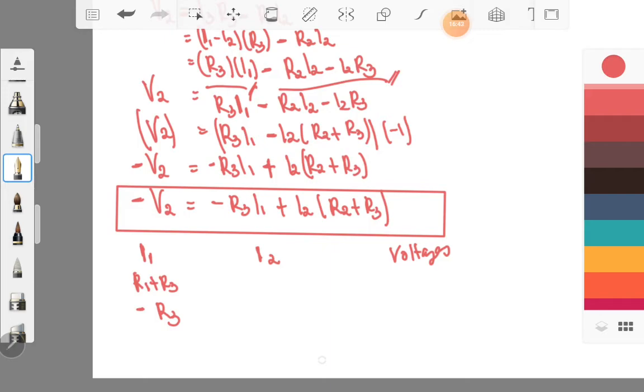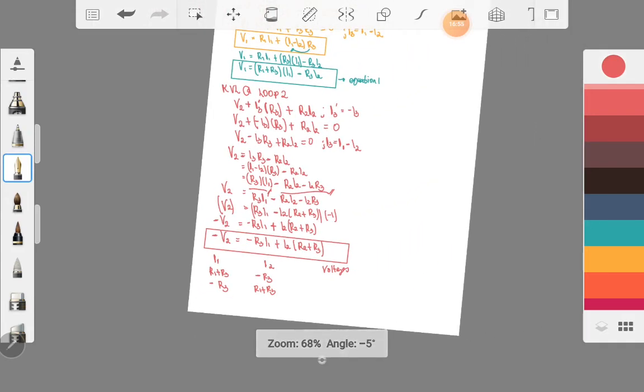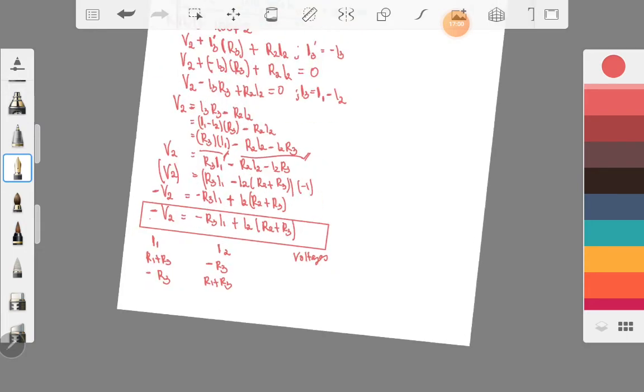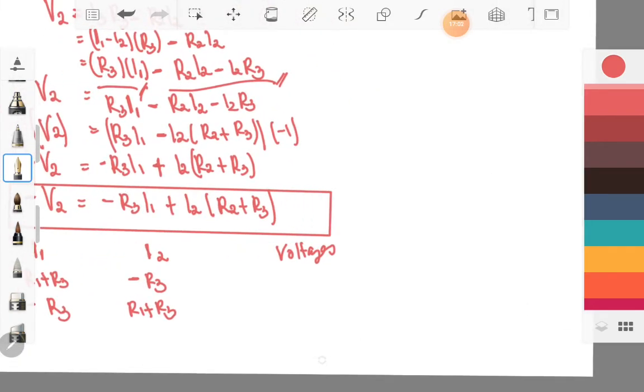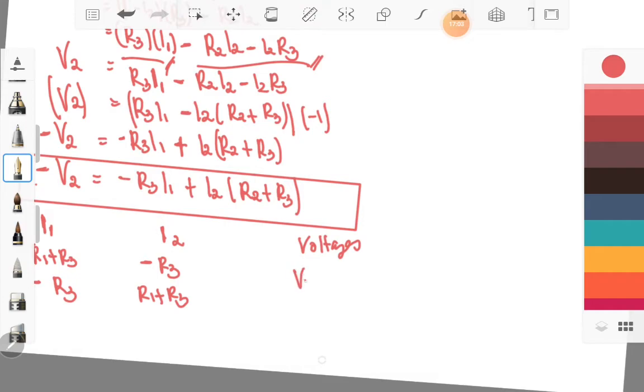So matrix later on, you will see that you will have your I1 be equal to, so lahat ng I1 nyo at equation 1, equation 2, our equation 1 we have R1 plus R3. Our equation 2 we have negative R3. And then our I2 we have negative R3 and R2 plus R3 equals your voltages. At equation 1 we have V1 and equation 2 we have negative V2. Okay, yan, this is your matrix form.